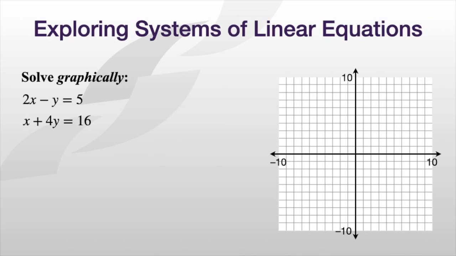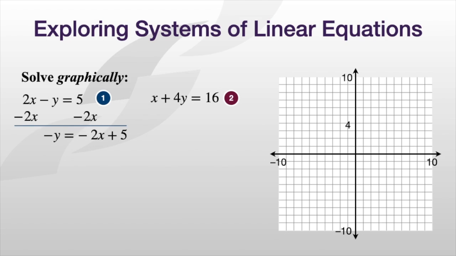Solve graphically. 2x minus y equals 5, and x plus 4y equals 16. I'll label these equations 1 and 2. One way to graph an equation is to determine the slope and y-intercept. We need to solve for y. First, subtract 2x from both sides of equation 1. Next, divide each term by -1. This gives y equals 2x minus 5.